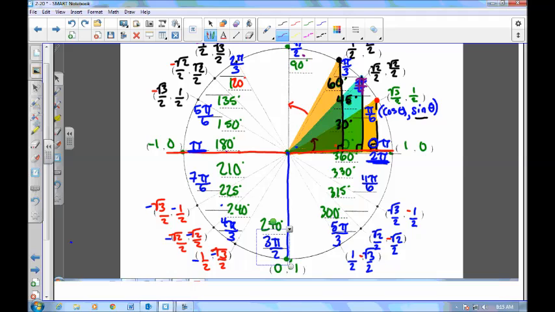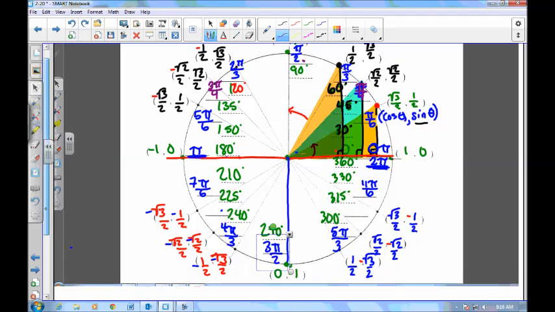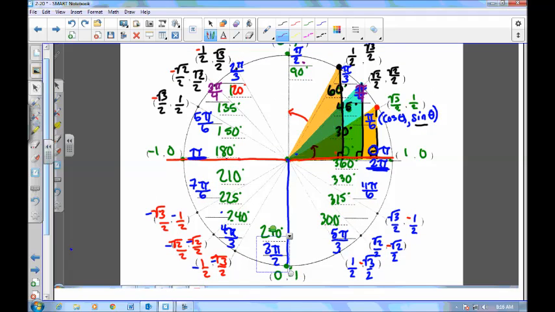After 2/4, we would then get 3/4. So we'll fill in this blank, 3 pi/4. After 3 pi/4, we then get 4 pi/4. And 4 divided by 4 is 1, correct?